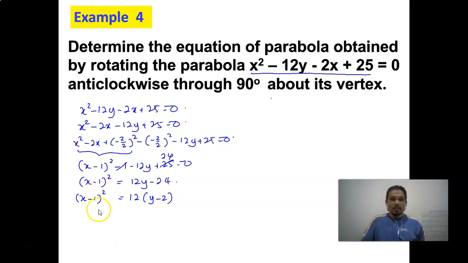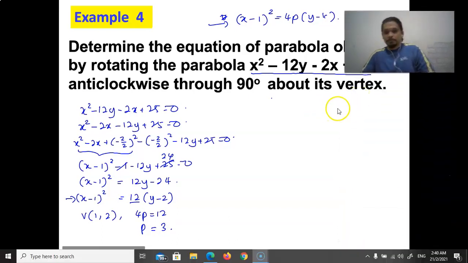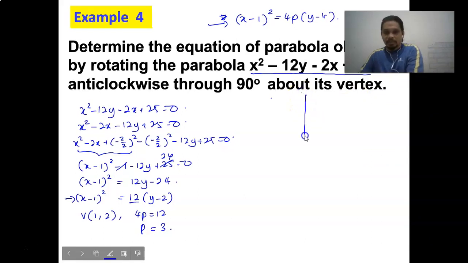Once we compare with the standard equation of the parabola, (x minus h) squared equals 4p times (y minus k), clearly the vertex is (1, 2). Then 4p equals 12 and p equals 3. Okay, so now let's sketch the graph of this. It's not very straight here.